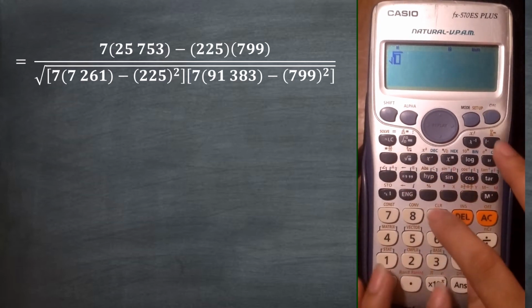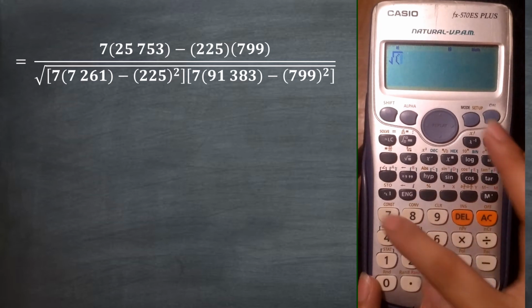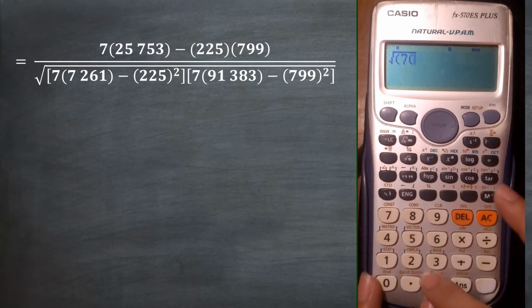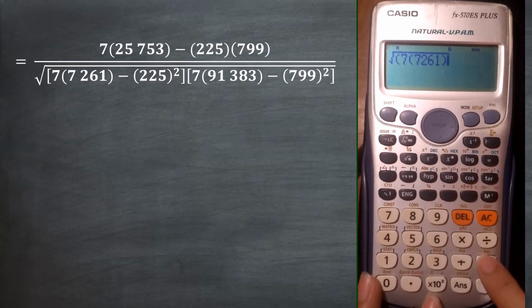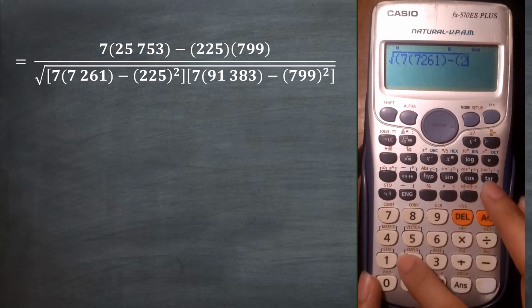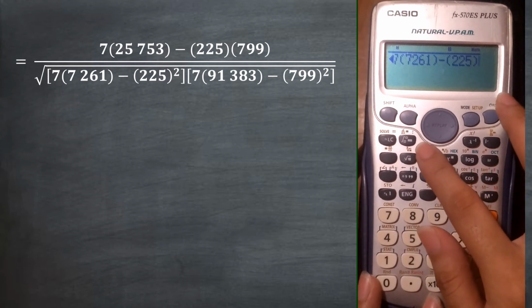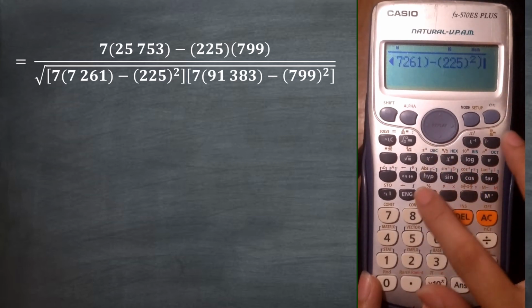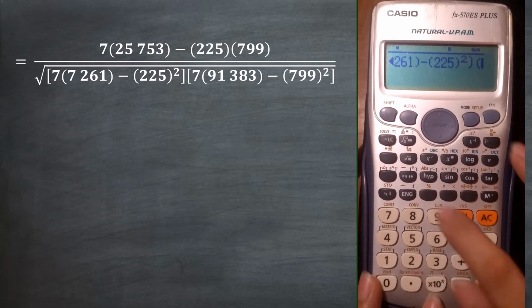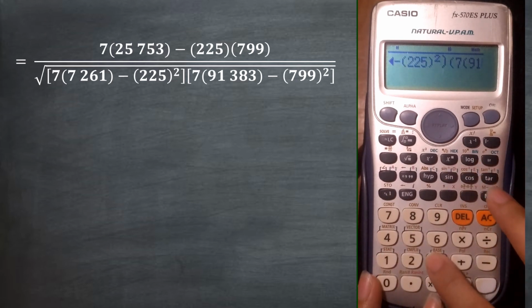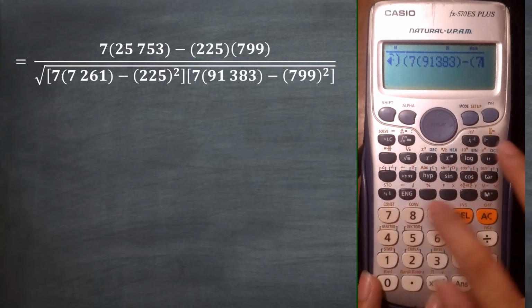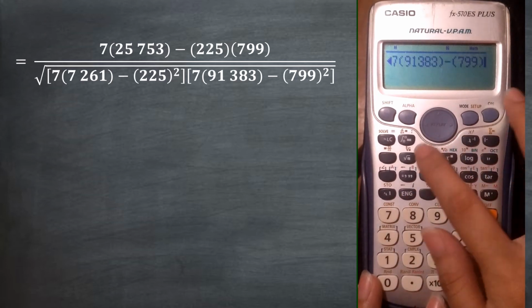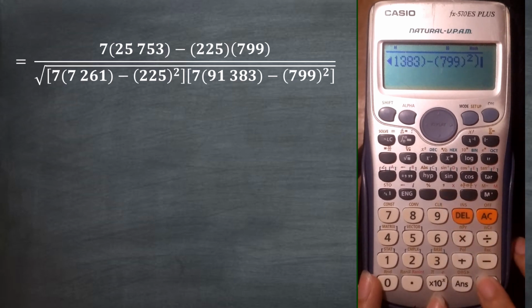So we press square root and then open parentheses, then 7, open parentheses, 7,261, close parentheses, minus, open parentheses, 225, close parentheses, then squared, and then close parentheses. Next, open parentheses, 7 times 91,383, close parentheses, minus, open parentheses, 799, close, squared, close, then equal sign.